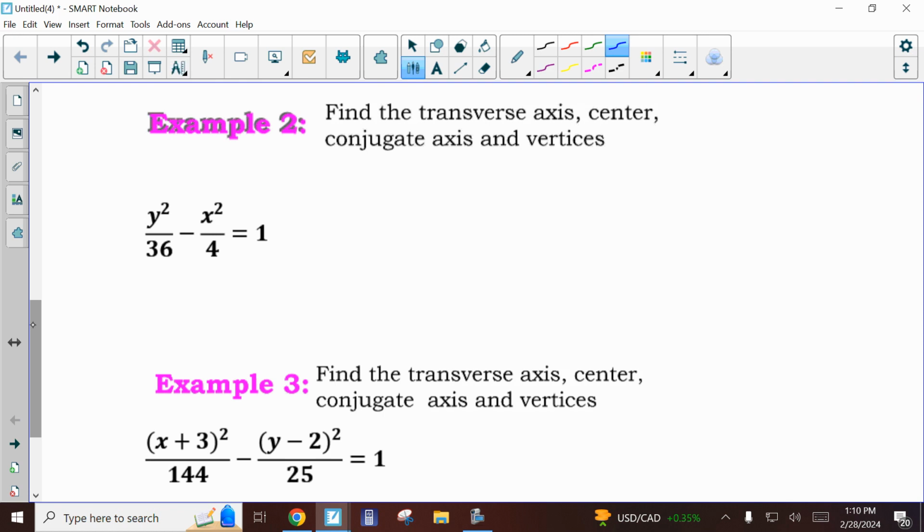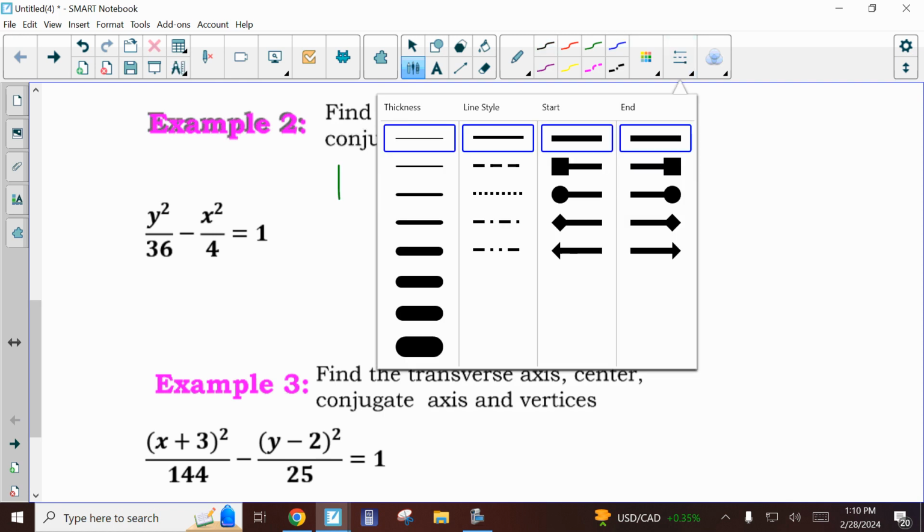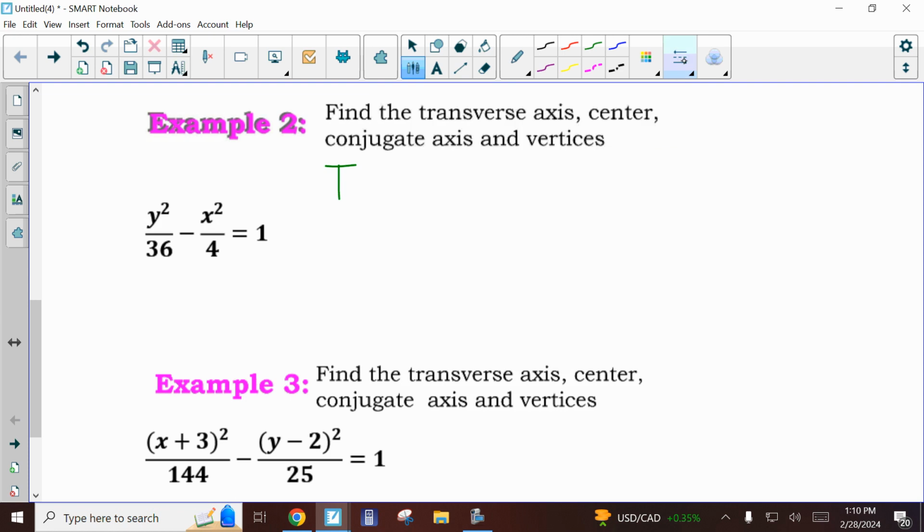So here's example 2. First thing we have to decide, and you will have to do this on the assignment, you have to tell me which direction the transverse axis is going. So which way is this one going? There's no diagonal axis. There's an x-axis and a y-axis. So which way is this one going? Vertical. And if you don't know, it's because of the y. Because y is first, that's the reason why it has a vertical transverse axis.